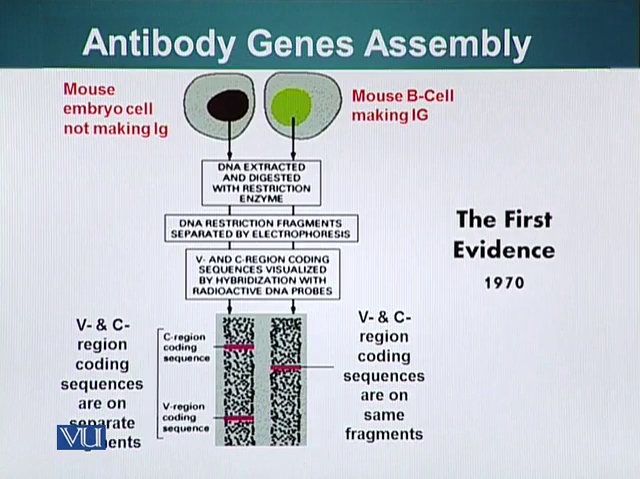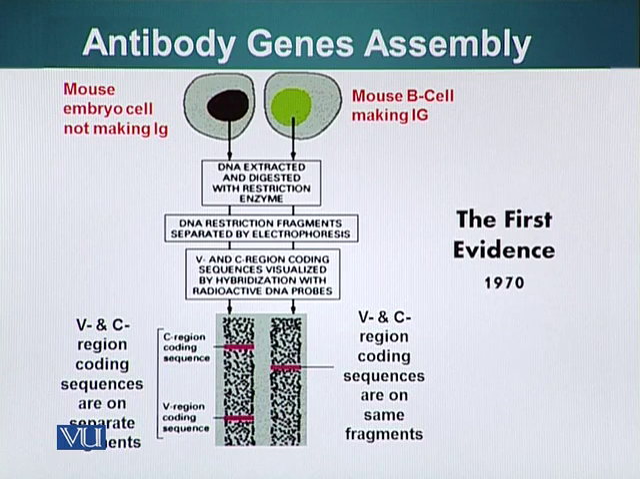So, the first evidence for gene rearrangement. Now, I would like to emphasize that I'm talking about rearrangement of DNA, not RNA. We have talked about RNA splicing, RNA processing. This is not RNA processing. This is done at the DNA level. The first evidence came in the 1970s.